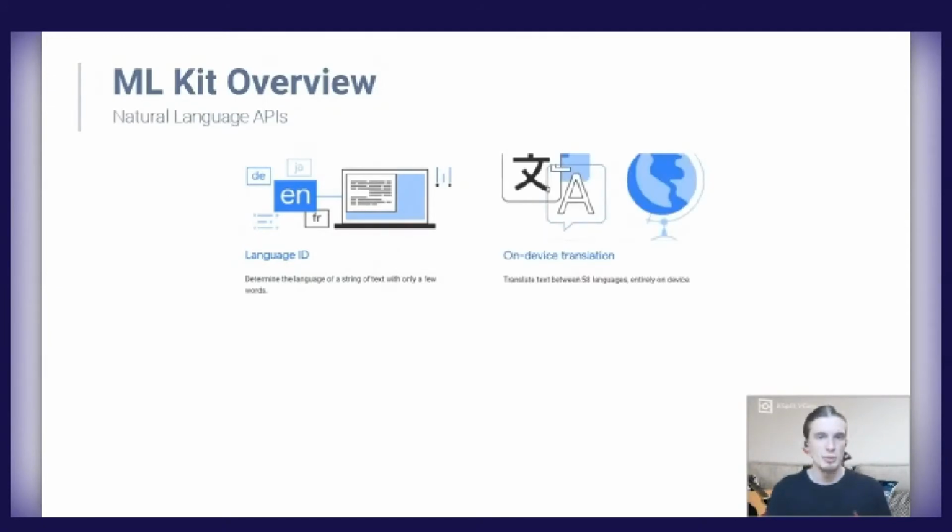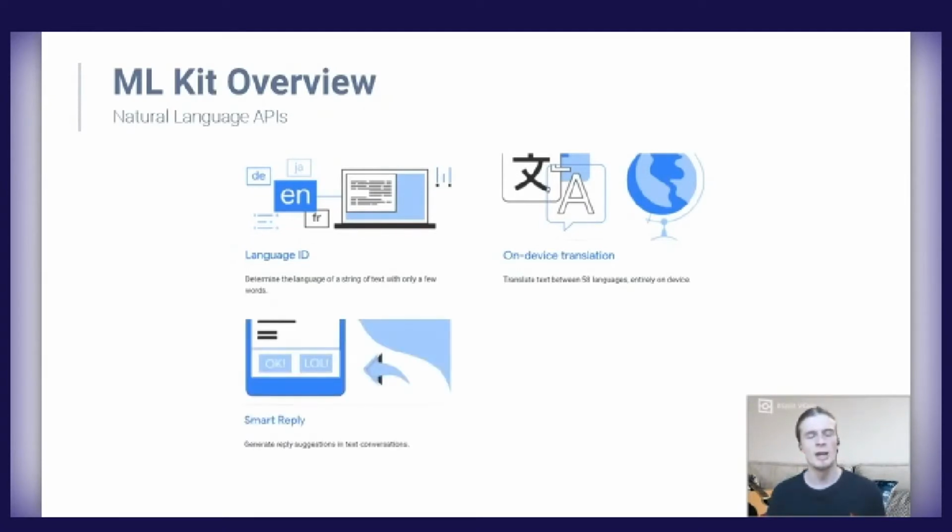On-device translation as well, so being able to translate text between 58 languages. Obviously, this has been around for a long time, but now it's available entirely on device, so nothing has to go up to the cloud. It can be really useful for use cases where you might need to perform language translation, but you don't have an internet connection because you're too rural or something like that.